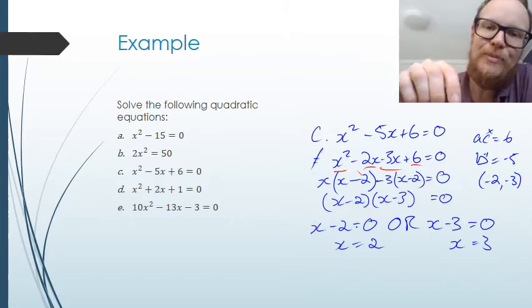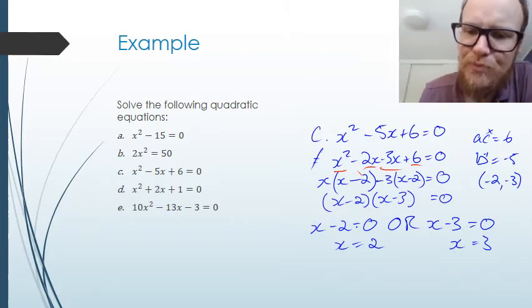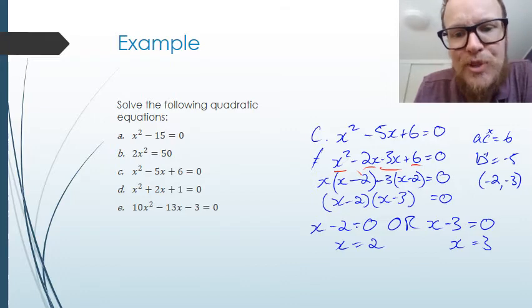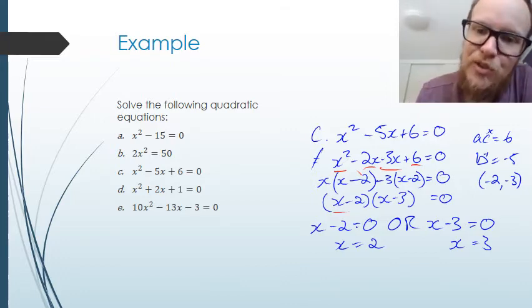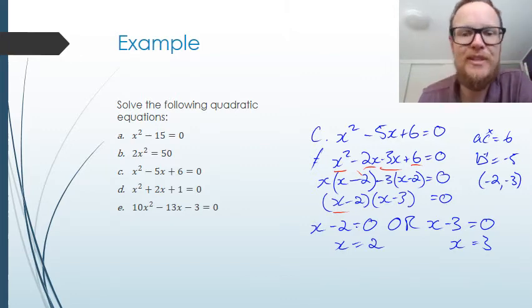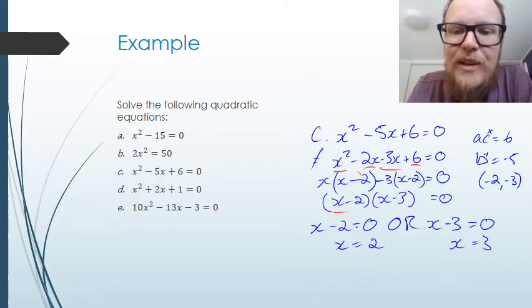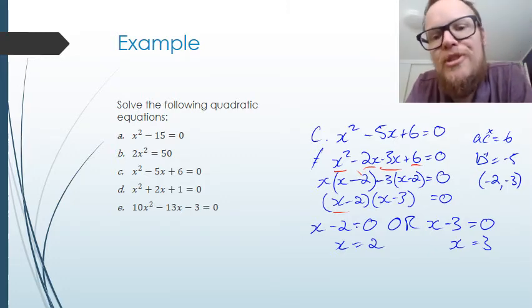And see what happens if I input either of these in here. So I put x equals 2 in, I get 2 minus 2, 0. And I get 2 minus 3, that's negative 1. But it doesn't matter, because my first term there, I multiplied by 0. So I get 0. And you can see I get the same thing if I substitute in 3.